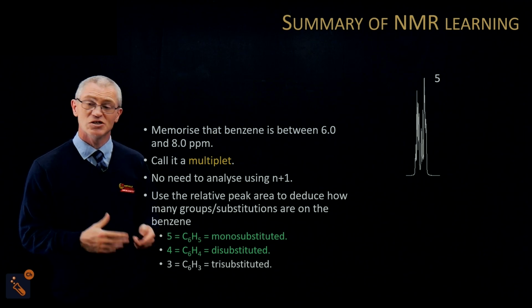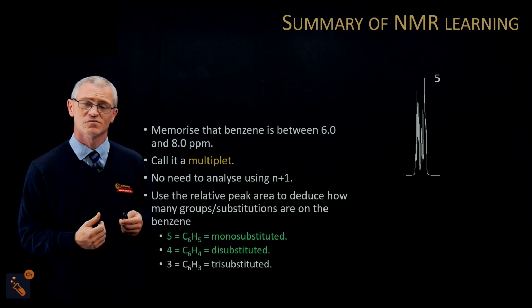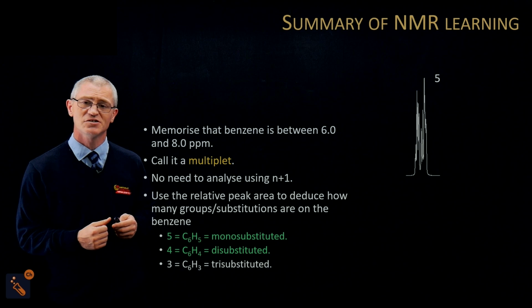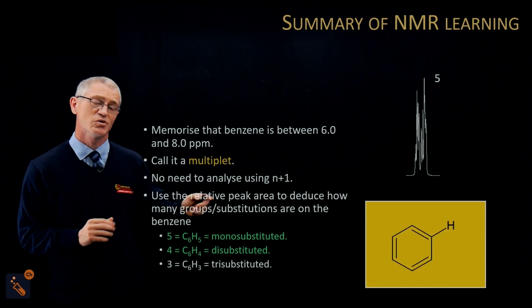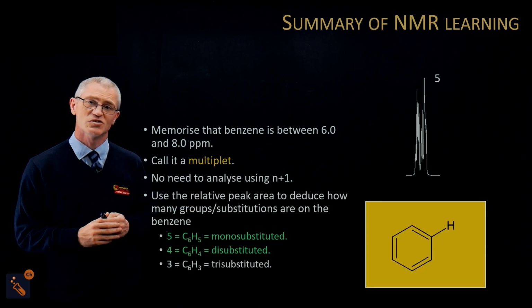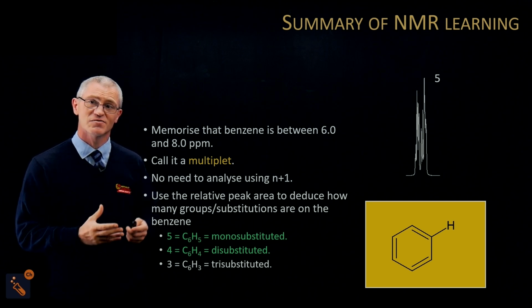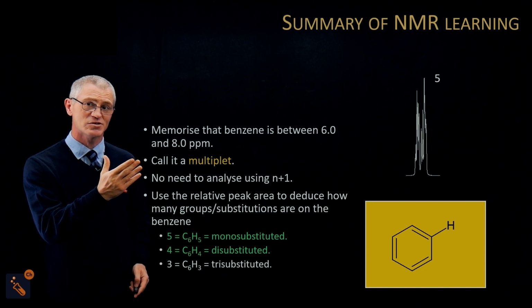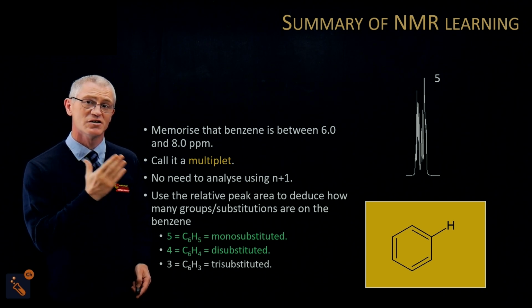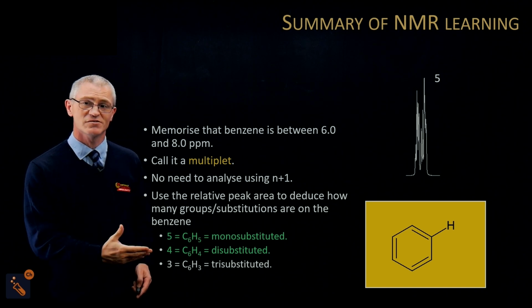Now, when you're actually labelling it, you can either call it C6H5 and then highlight the H, or you can draw it like that and just put an H by it when you're doing the type of proton. Okay, but that is the main learning from there. Get your benzene chemistry: memorise, don't analyse, recognise the substitutions.